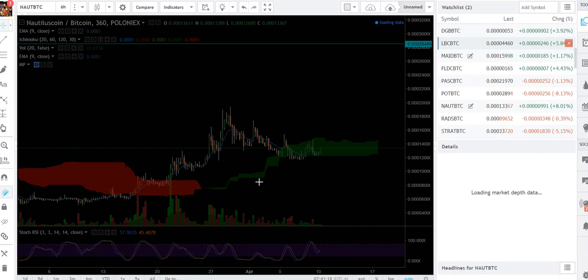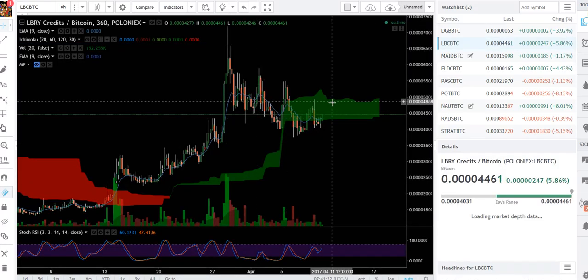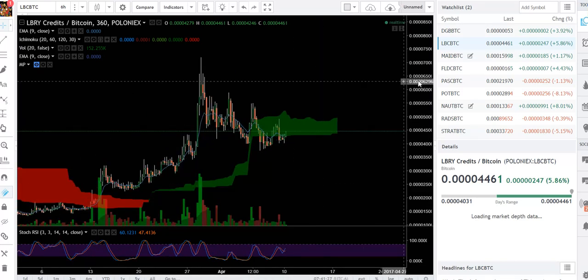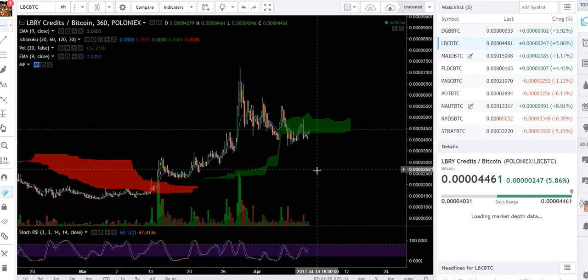Same thing. Okay, same thing. I mean, these two charts look pretty much the same. And then as you learn this, there's going to be coins that you can play this on. I would play the same strategy on Library Credits and Nautilus Coin, for instance. Their charts are playing out exactly the same.